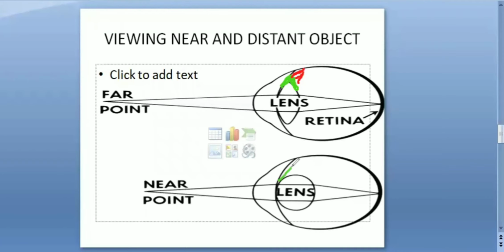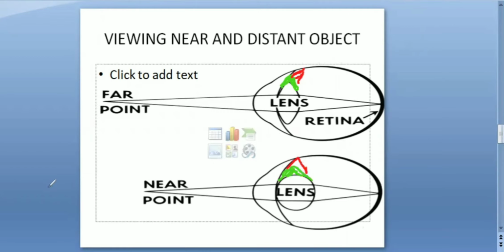Ciliary muscles are present here. See, then we can see the ligaments. They are also present here. Then what all changes take place in the ciliary muscles and ligaments when we see objects which are very near to us? So while viewing nearby objects, curvature of the lens increases, focal length decreases, ciliary muscles contract, and the ligaments relax.